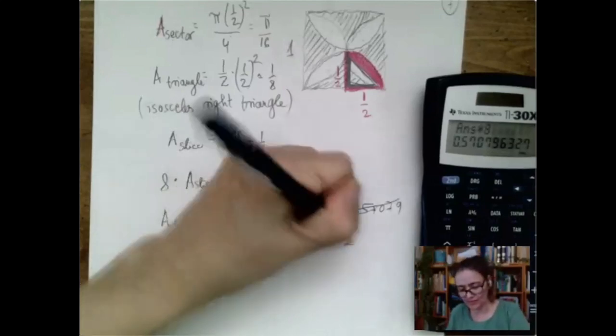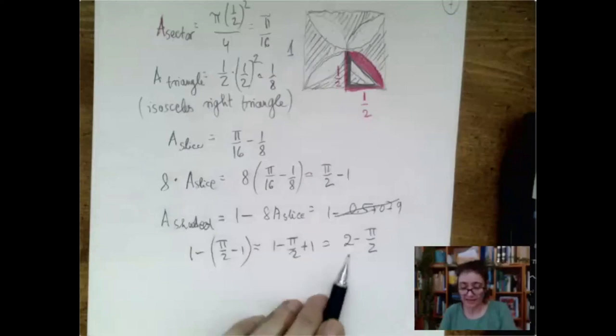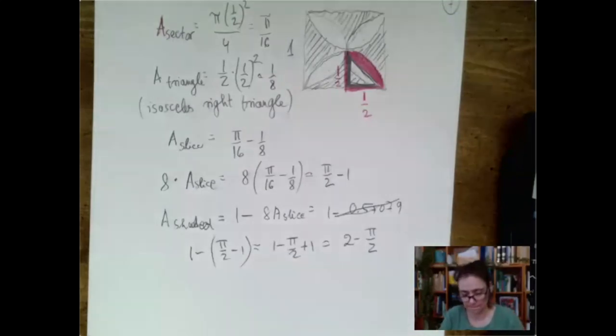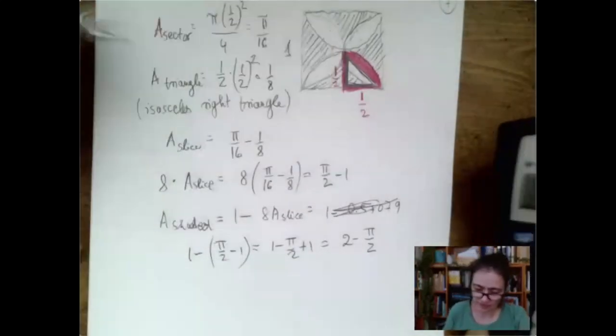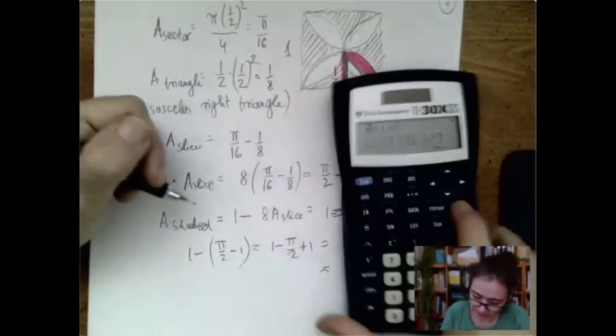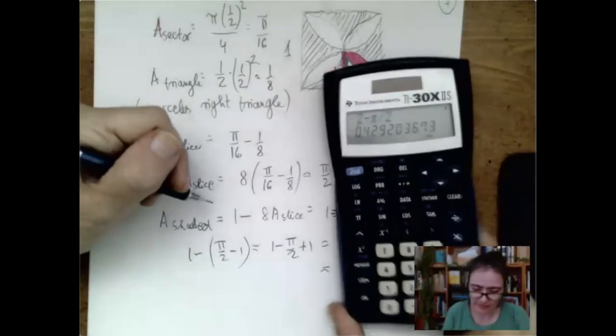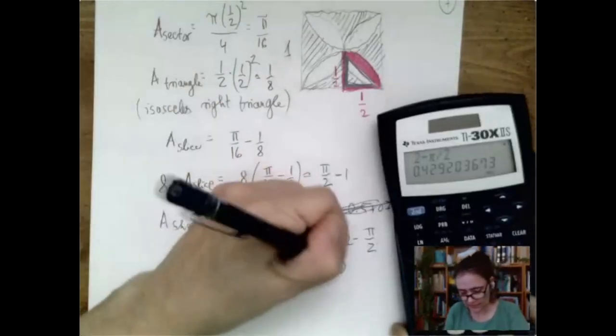So that's 2 minus pi over 2. That's cool. Pi over 2 indeed is bigger than 1, but less than 2. So yeah, I like that more. But either way, 2 minus pi over 2 is about 0.43, something like that.